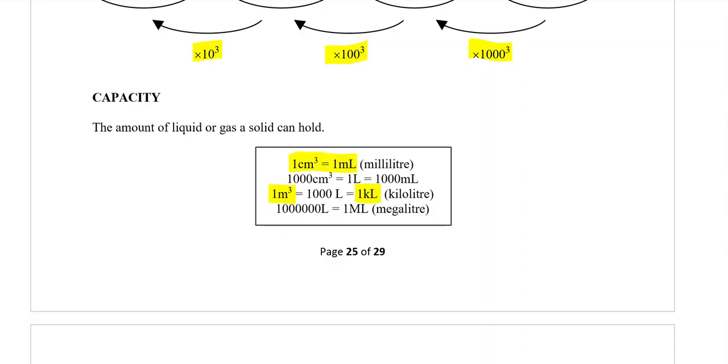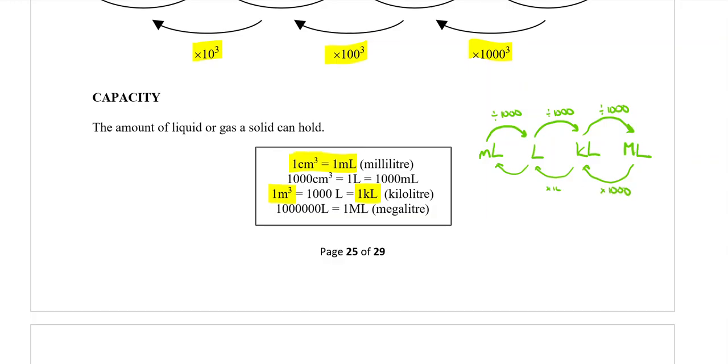So if you need to convert, we have milliliters, liters, kiloliters, and megaliters. They all operate in lots of 1,000. So as we are going from smaller units to bigger units, we divide by 1,000. If we're going from big units to smaller units, we times by 1,000.